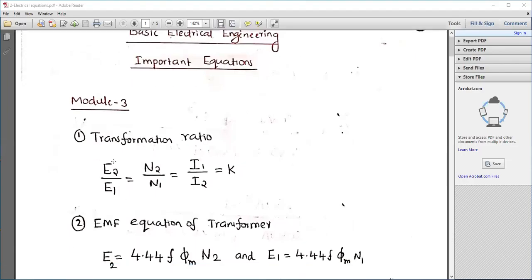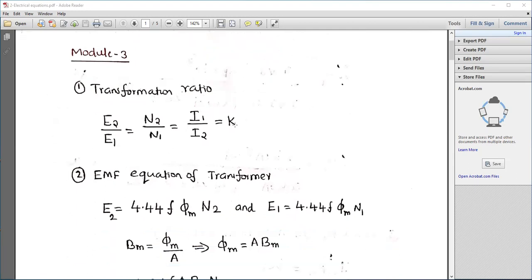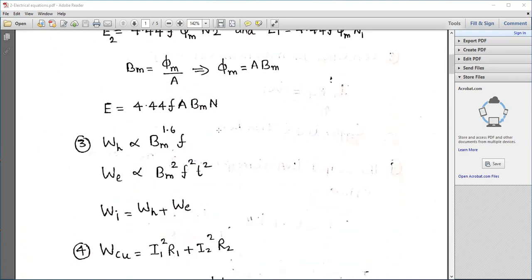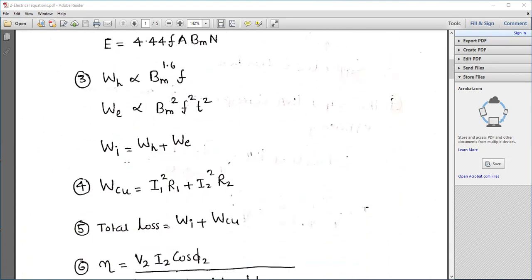So in module 3, you can see the transformer ratio. That is how to write the transformer ratio. Then that K can be represented as the transformation ratio. Then the EMF equation is equal to 4.44 f φm N2. Also, you can write the equation for eddy current loss and hysteresis loss in this fashion.